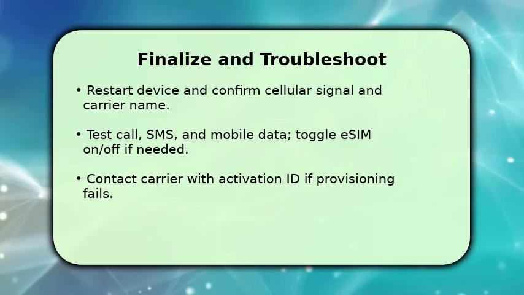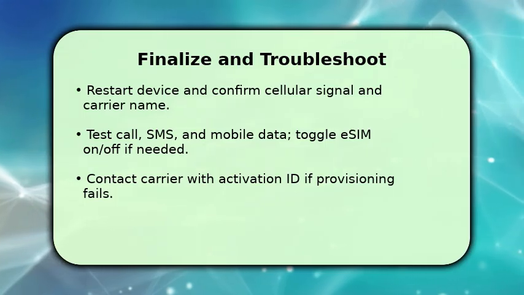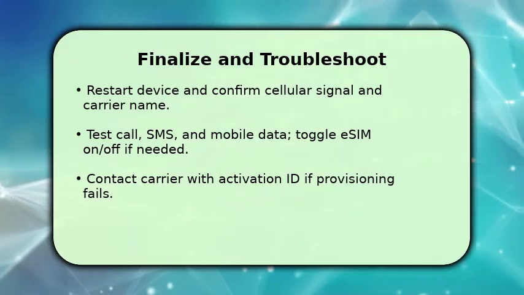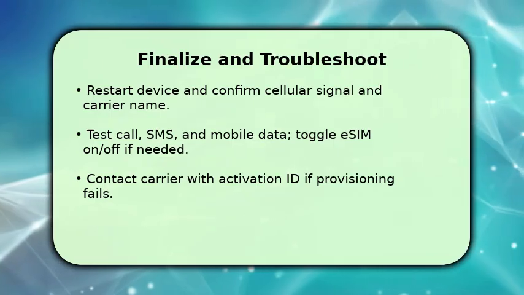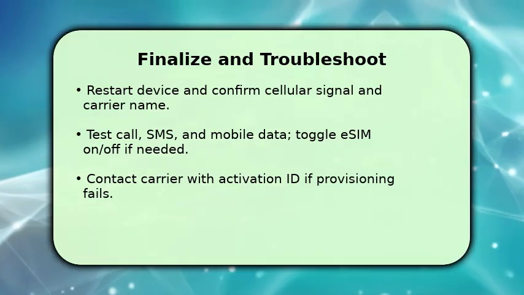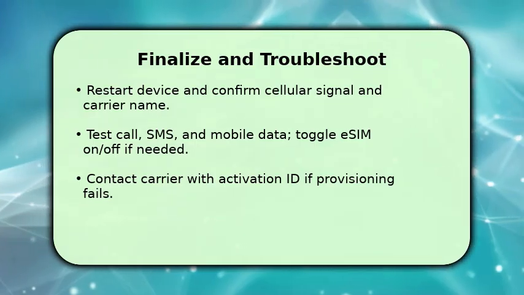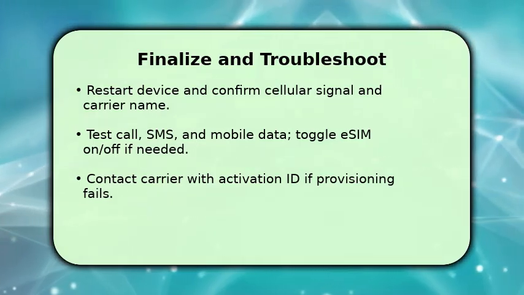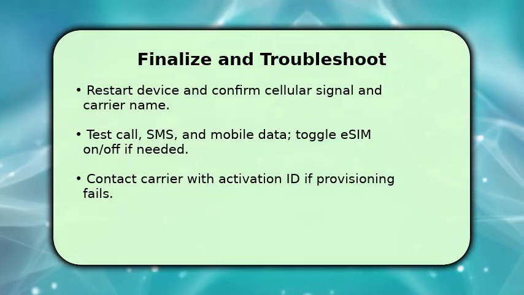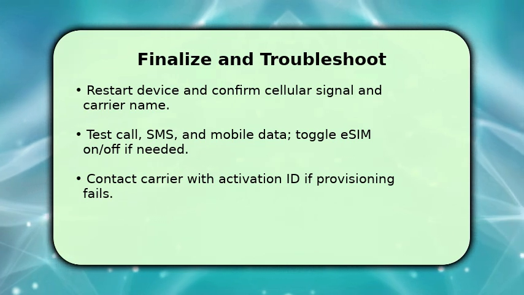If something fails, toggle the eSIM off and on or remove and re-add the profile to force reprovisioning. If problems persist, contact your carrier with the activation ID. They can push the profile or reset provisioning. This usually resolves any lingering registration or authentication issues.